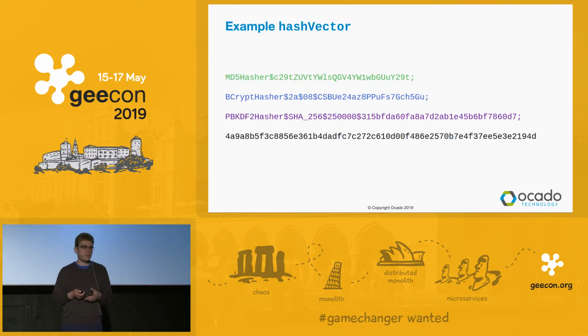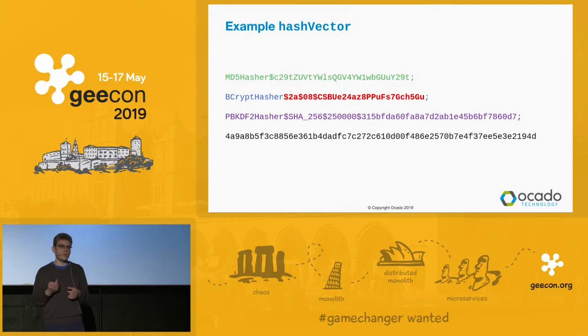So this hashVector means that the first element is required to do an MD5 hash. Then there is a separator, and this is a base64 encoded salt for this hash. So all right, we have a password, we append this salt, we do an MD5, and what else? There's a separator of algorithms, and there's another hasher that we should use. So we take this hash that we already computed, and we run it through bcrypt.